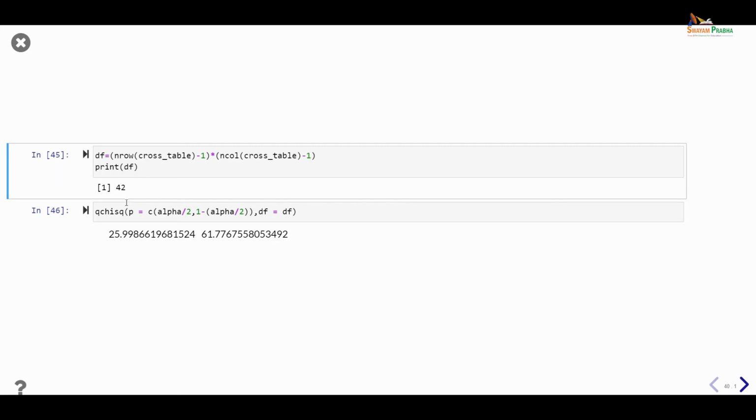To calculate the critical values, we are again going to be using the degrees of freedom and alpha. It's again a two-sided test, so we are going to be using alpha by 2 and 1 minus alpha by 2. You see that the critical values are equal to 25.99 and 61.78. So this is the critical value.